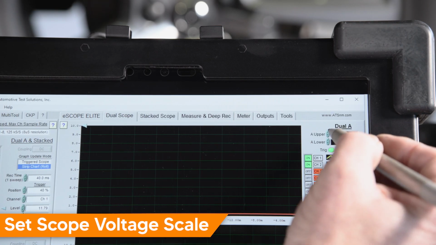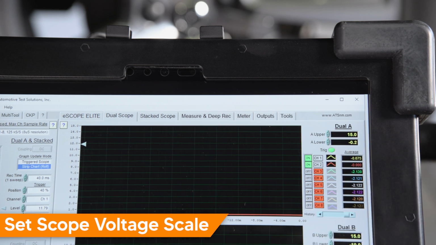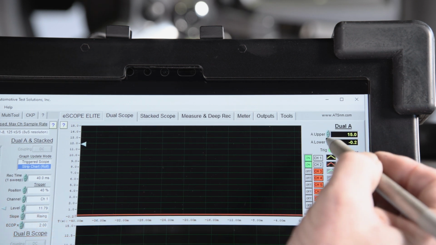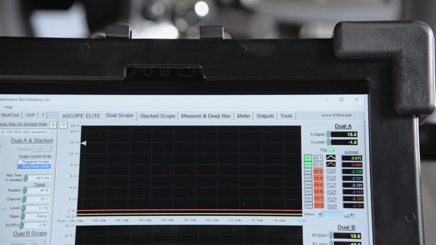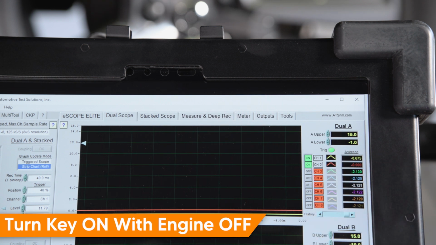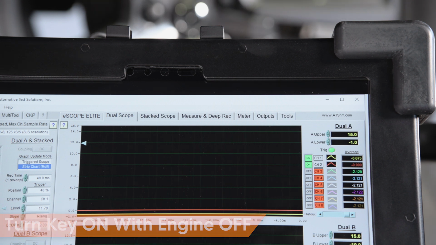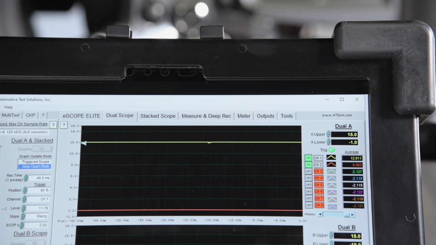Set your scope to DC coupling with a voltage scale of 15 volts. And I've set the lower limit on my scope to negative 1 volt DC. Turn the key on with the engine off. Lift and support the vehicle safely.